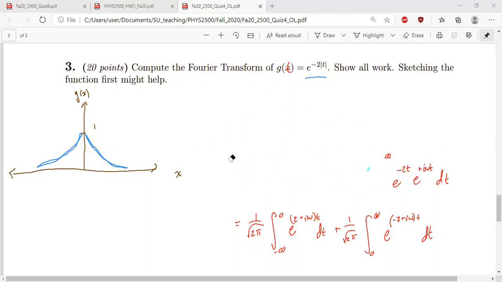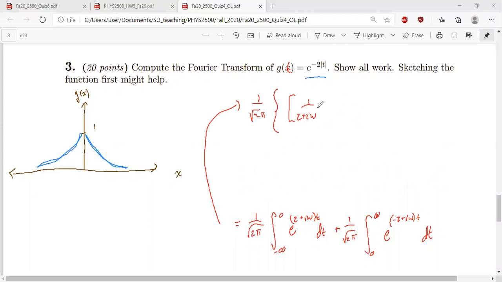What we'll have to do is argue the same way we argued in class about limits. So I have 1 over root 2 pi, and then I can just pull that out of everything. 1 over 2 plus I omega, e to the 2 plus I omega t evaluated at negative infinity and 0.